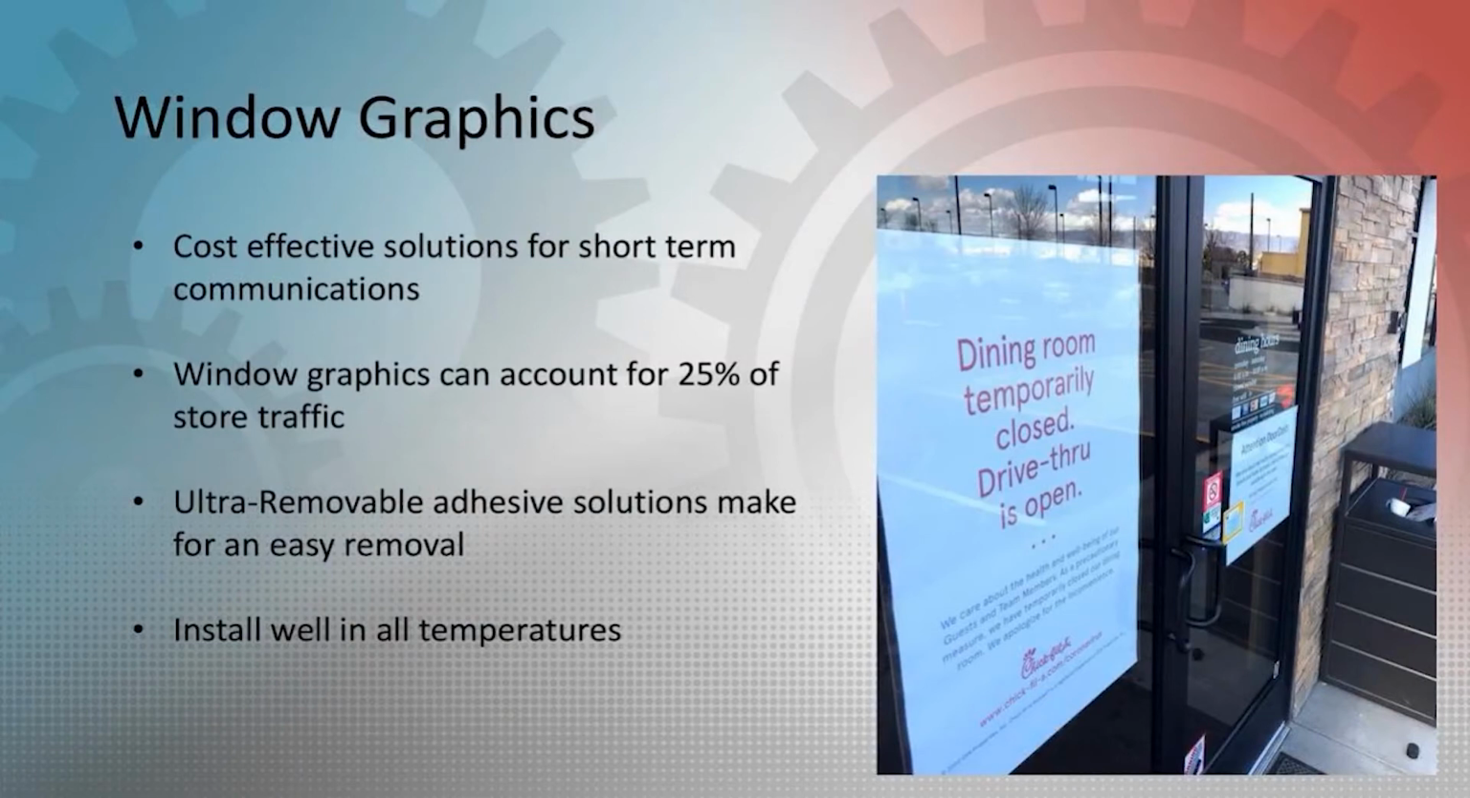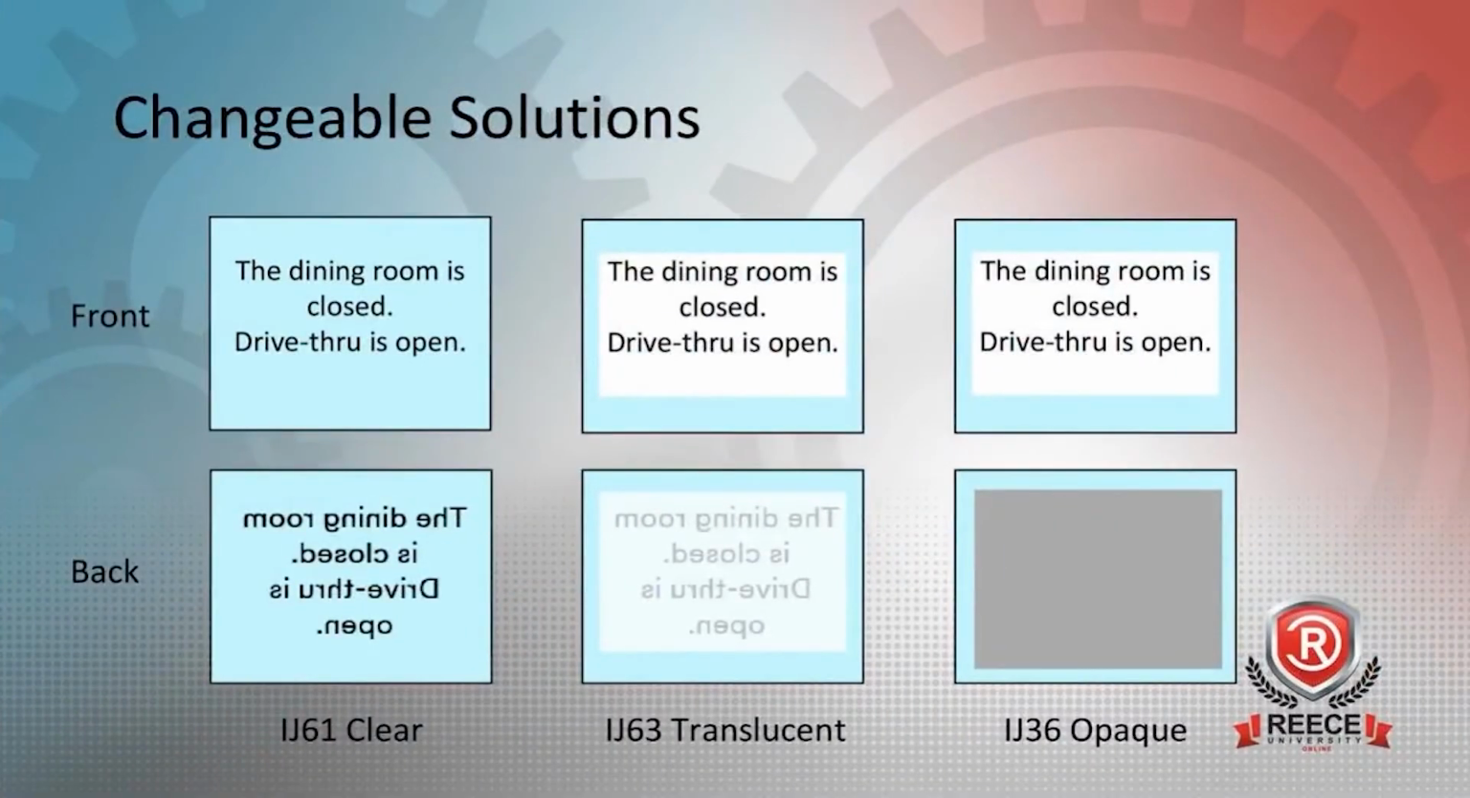Window graphics are a very cost-effective solution for short-term communications. We're seeing a lot of that right now. And window graphics account for 25% of store traffic. Right now, it's probably even more than that, I would assume. Ultra removable adhesive solutions really are a good solution for easy removal and changing out frequently, and then make sure the ultra removable also installs well in all temperatures. So it's kind of an easy solution.